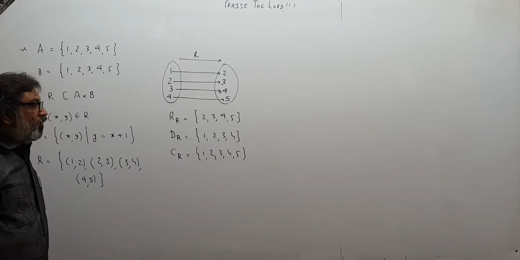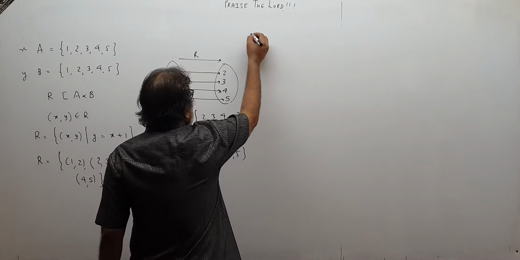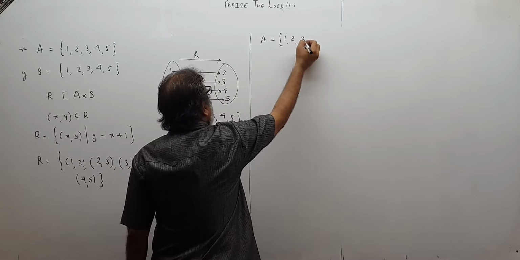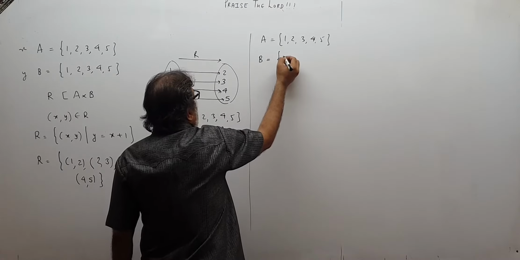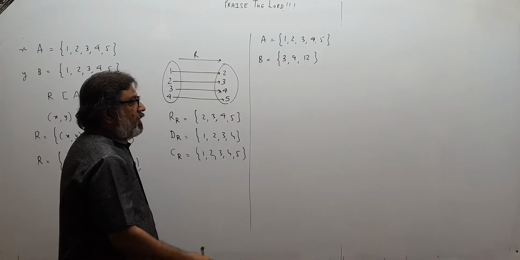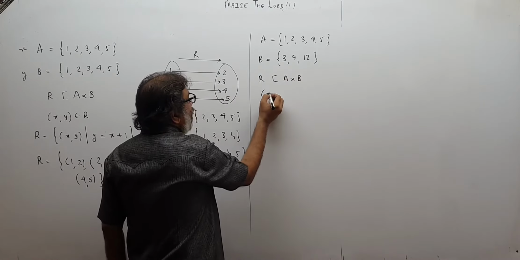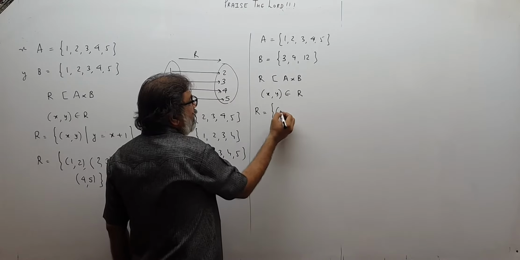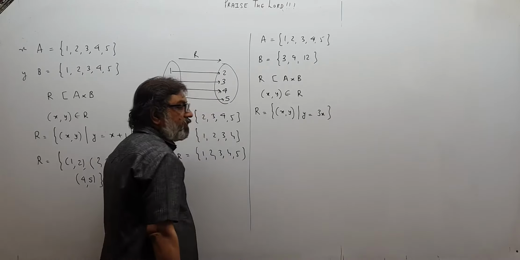Like this you think. What is the domain, what is the range, and what is the codomain? Like this we are thinking. Supposedly A is a set 1, 2, 3, 4, 5 and B is equal to 3, 9 and 12, suppose. We say R is a subset of A cross B. (x, y) will belong to the relation R, and R will be containing elements (x, y) such that y equals 3x.